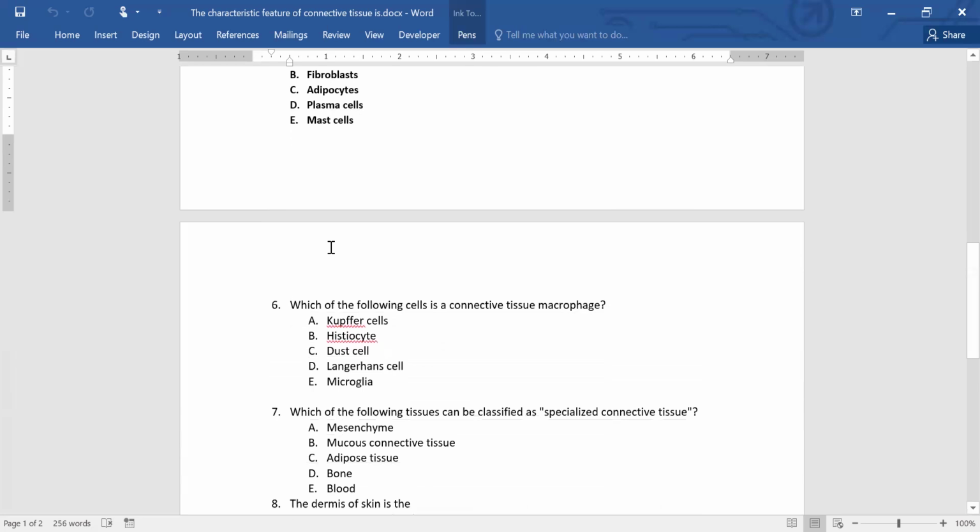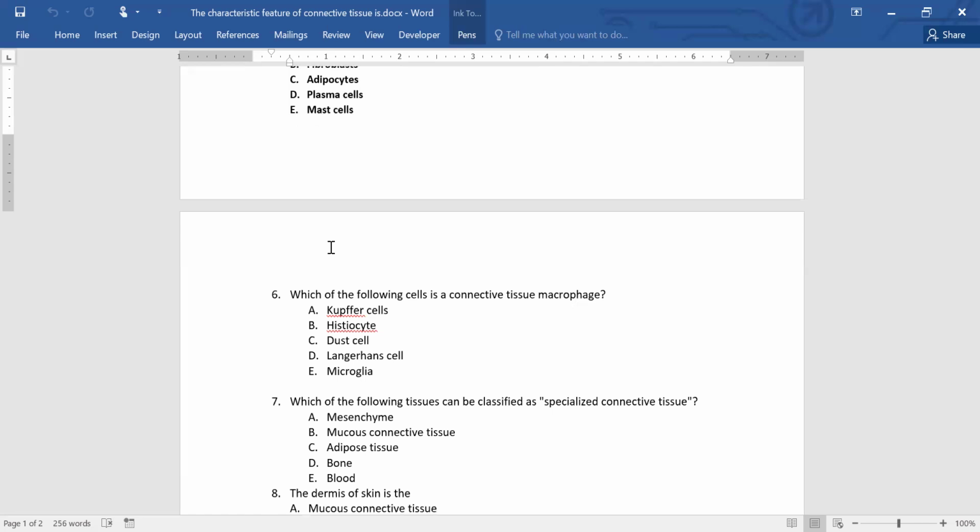Which of the following cells is a connective tissue macrophage? So the connective tissue macrophage. Kupffer cells are present in the liver, dust cells are present in the lungs, Langerhans cells in the skin, microglia in the brain, and histiocytes are the cells which are the connective tissue macrophages.